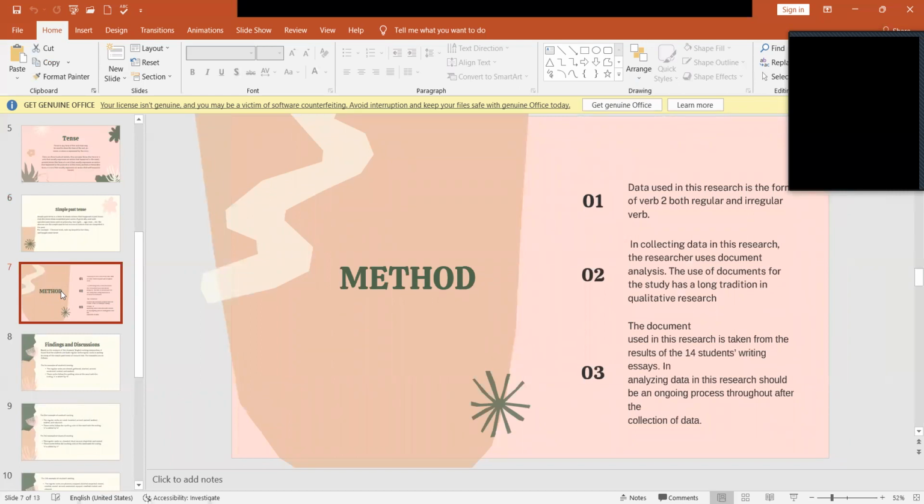Method. First, the data used in this research is the form of verbs, both regular and irregular. Second, in collecting data in this research, the researcher used document analysis. The use of documents for study has a long tradition in qualitative research. Third, the documents used in this research are taken from the results of 14 students' writing essays. The analysis of data in this research is an ongoing process after the collection of data.